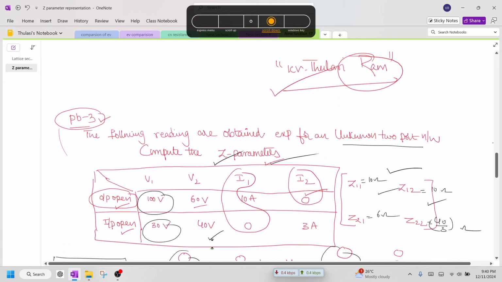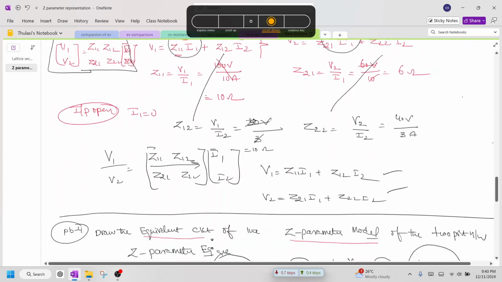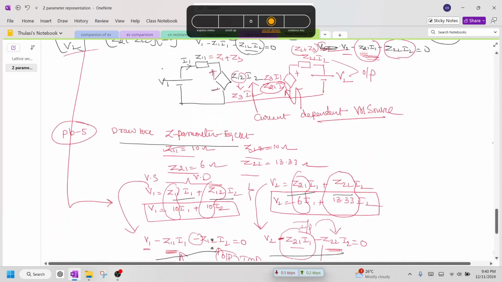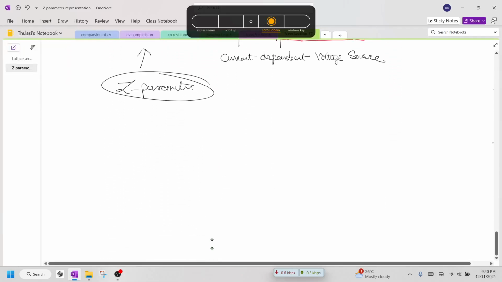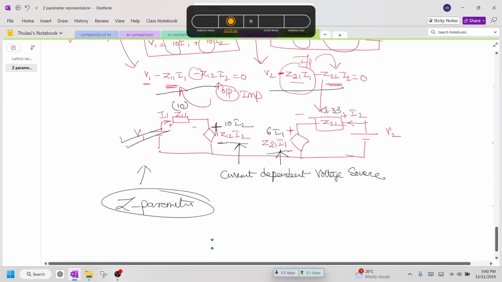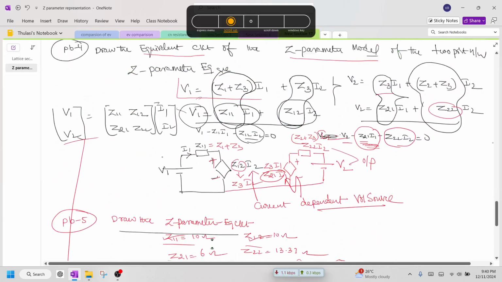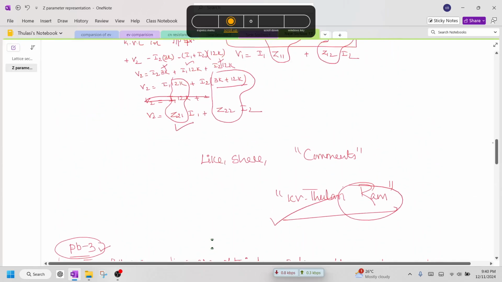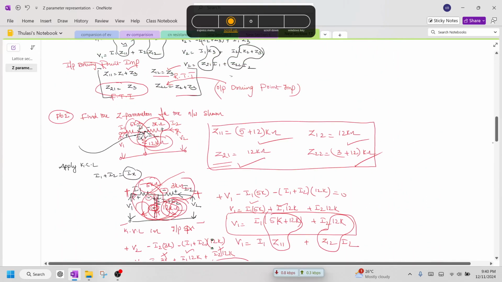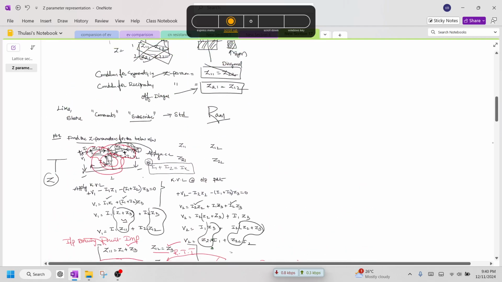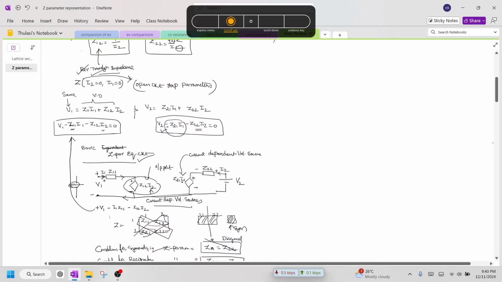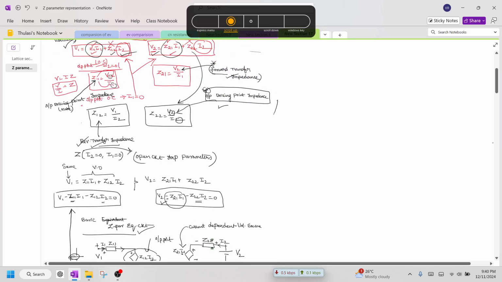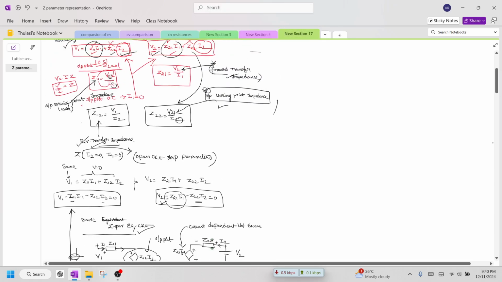This is the third problem. Parameters are given, we find the Z parameters. This is how to draw the equivalent circuit. Solving these multiple problems will help you solve more problems. You can see the previous video, where we had already solved multiple problems, the second problem and the first problem. Things will be more clear when you solve more problems.